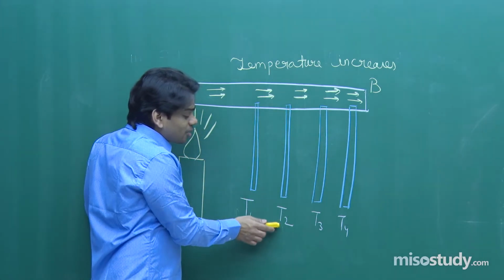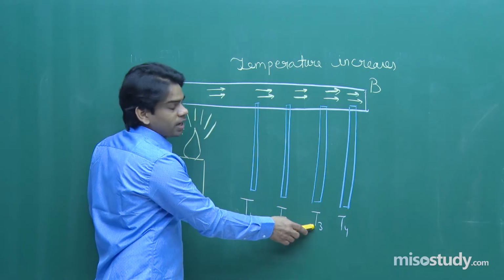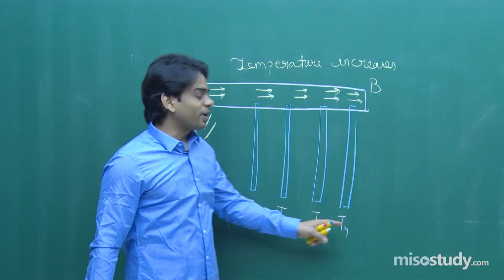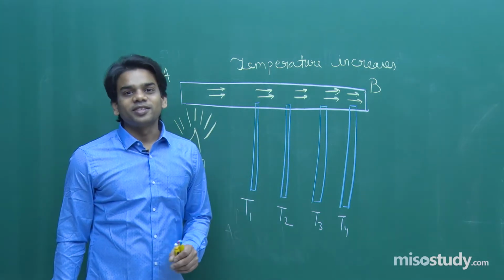Now, this thermometer will show a temperature lesser than T1. This one will be again lesser than T2, and this one will be the least temperature recorded by this thermometer, that is T4. This is what we are going to observe in this case.